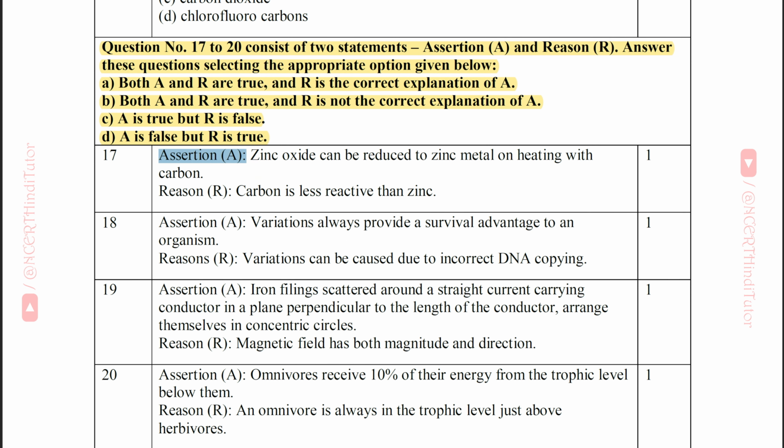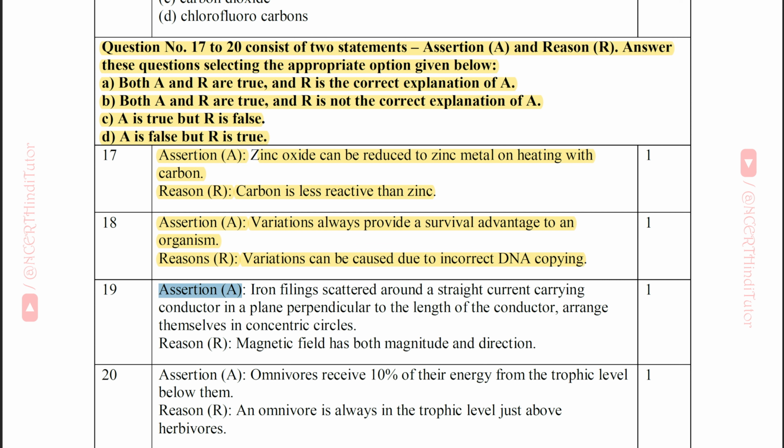17. Assertion A. Zinc oxide can be reduced to zinc metal on heating with carbon. Reason R. Carbon is less reactive than zinc. Answer option C. A is true, but R is false. 18. Assertion A. Variations always provide a survival advantage to an organism. Reason R. Variations can be caused due to incorrect DNA copying. Answer D. A is false, but R is true.